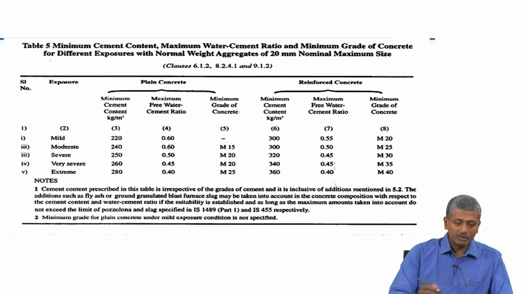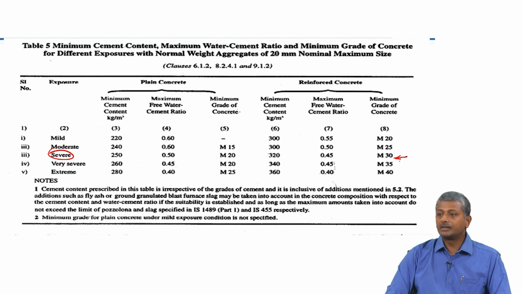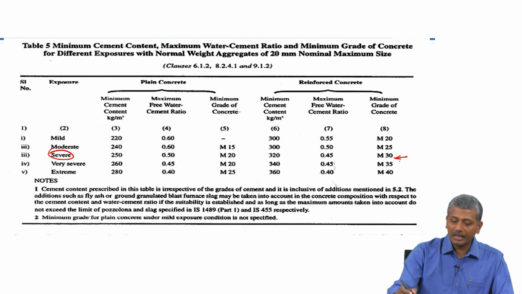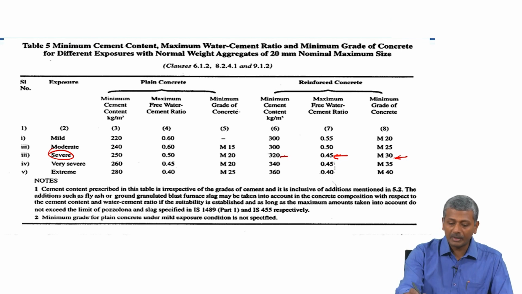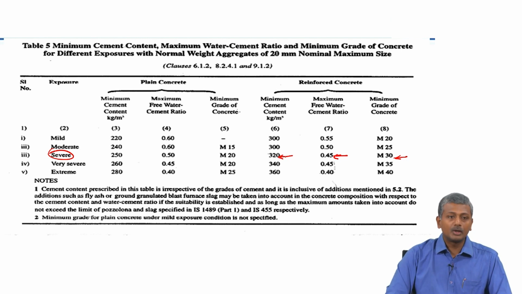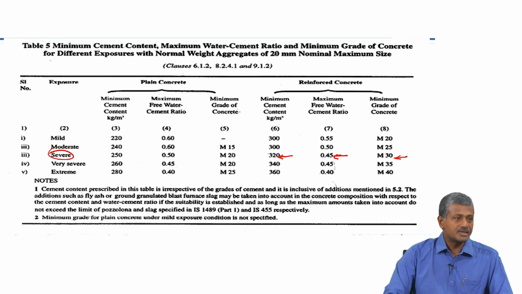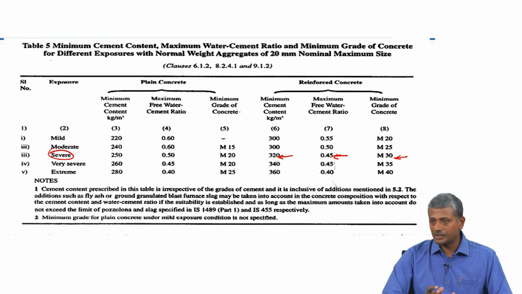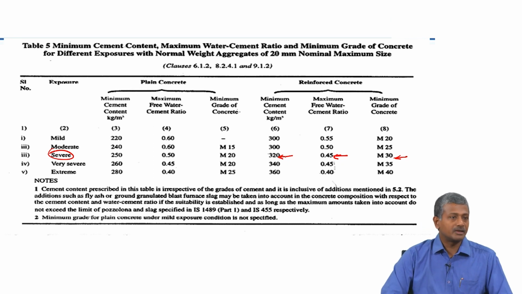You have a requirement, for example, if you consider the severe environment, you have a requirement of at least 30 megapascal concrete, you have a requirement of maximum 0.45 water cement ratio, and you have a requirement of minimum 320 kilograms per cubic meter cement content in your system. Okay. So, once you do your concrete mixture design for a particular environment, you need to check the resultant proportions against these numbers and see whether your design that has been chosen satisfies this criterion. If so, then it is deemed to satisfy the criterion for durability.